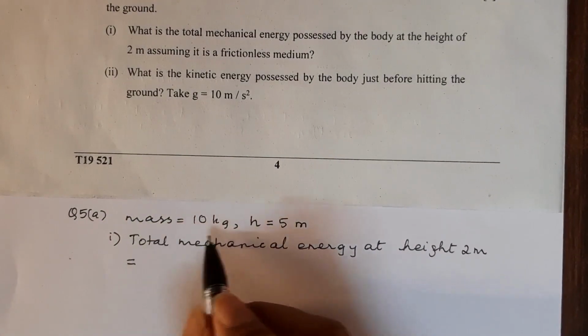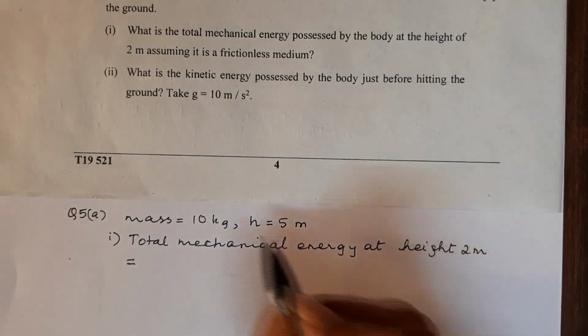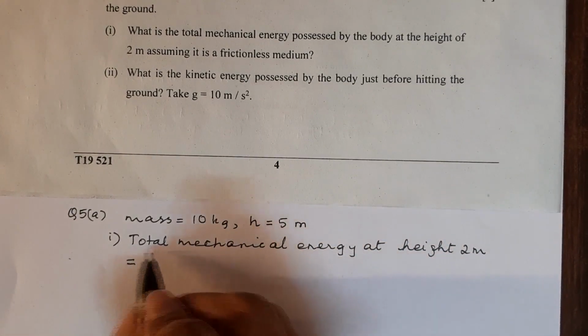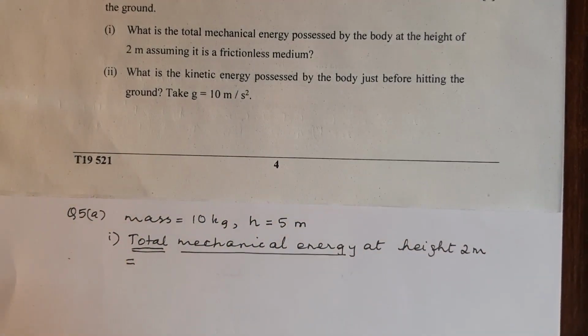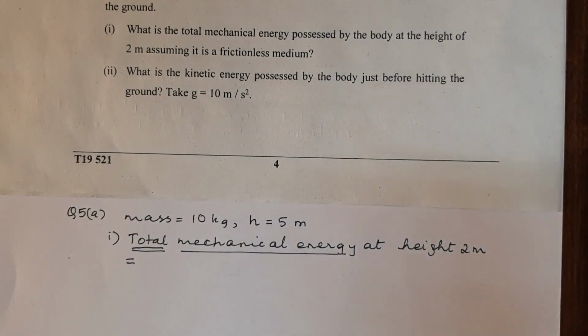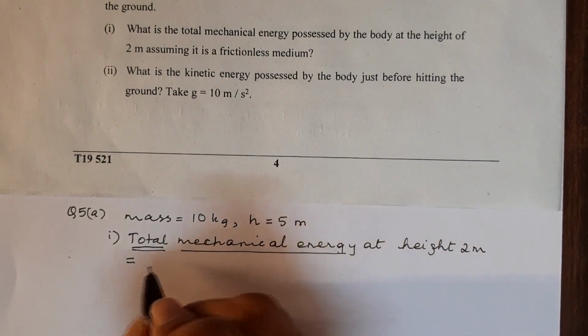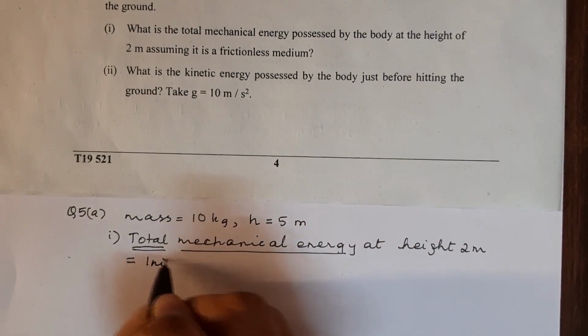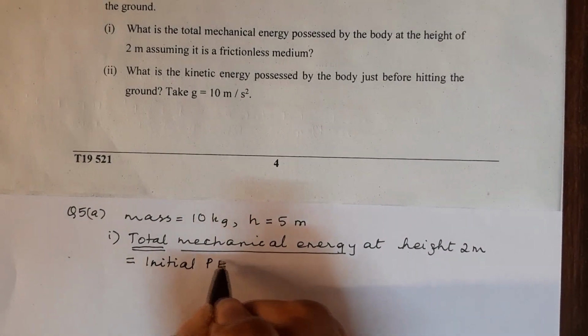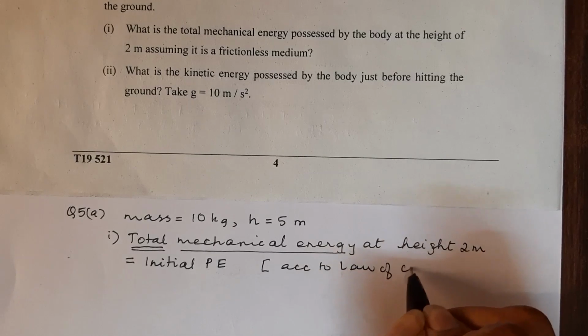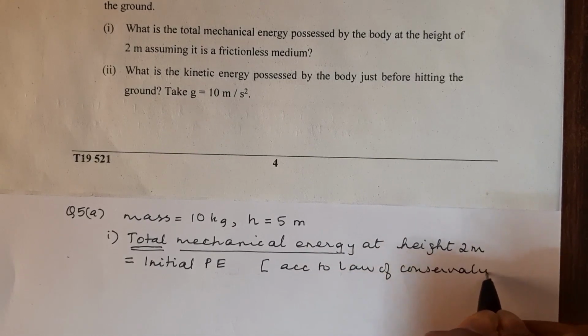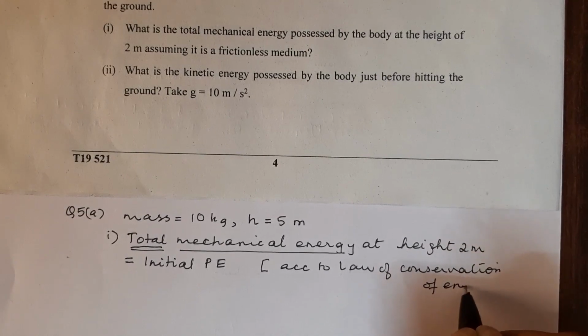Now in our solution, we'll write mass is 10 kg, height is 5 meter. So the maximum height is 5 meter. Now we are being asked the total mechanical energy at height 2 meter. At 2 meter, when it is freely falling, it will have some kinetic energy and some potential energy. But the total mechanical energy will be equal to the initial potential energy, according to the law of conservation of energy.